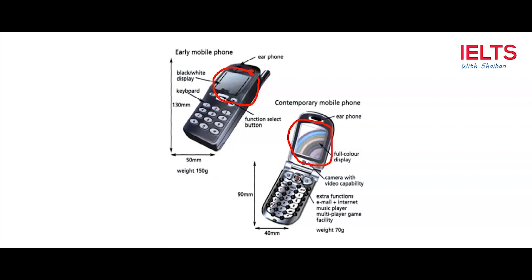While in the contemporary mobile phone, the full color display, or full color screen, is used maybe to display videos, pictures, photos taken by the camera. So this is showing again the position and showing the purpose.